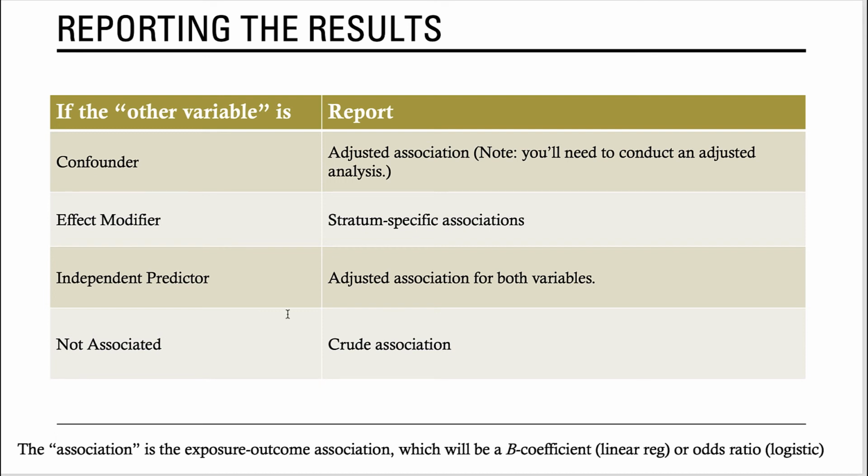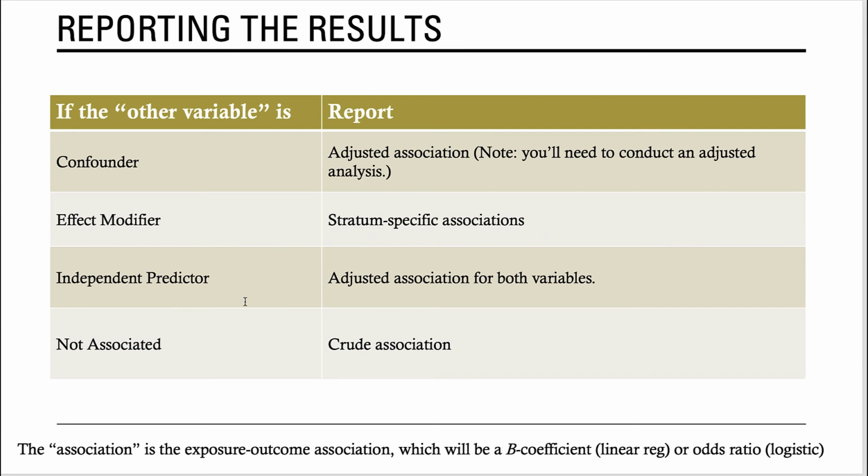If the other variable is a confounder, report the adjusted association. And note you'll need to conduct an adjusted analysis like we did in step 4. When we're talking about associations in this table, we're talking about the association between the exposure and the outcome, which will be a beta coefficient if the regression model was linear, or an odds ratio if the regression model was logistic. So moving on, if the variable was an effect modifier, you'll report all of these significant stratum-specific associations.